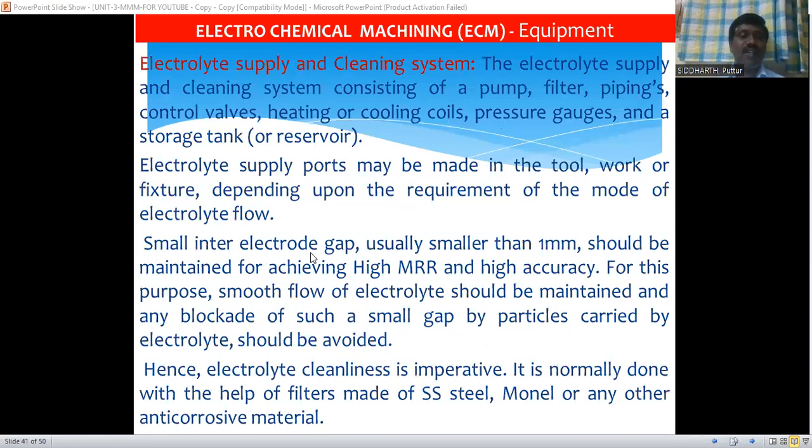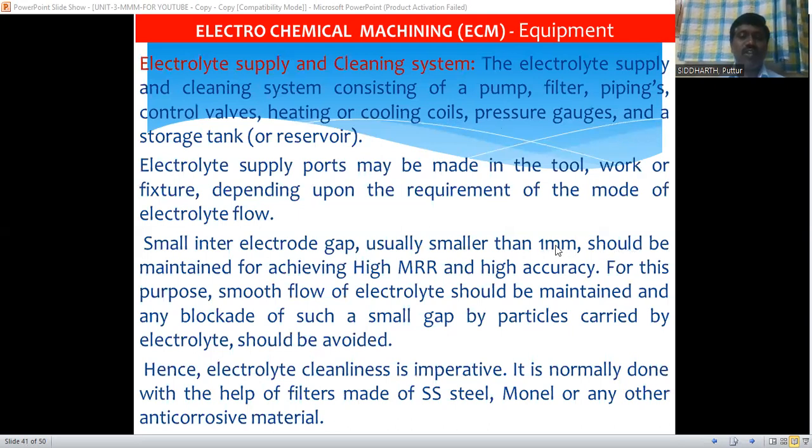A smaller inter-electrode gap: I already told you, whatever gap we maintain between the tool and workpiece is known as the inter-electrode gap. It should be very, very small, usually smaller than 1 mm. Manually, it is very difficult to maintain such a small gap between the tool and workpiece. For that, we are using a servo control mechanism. By means of the servo control mechanism, we monitor the gap constantly and maintain the exact gap of 1 mm between the tool and workpiece.